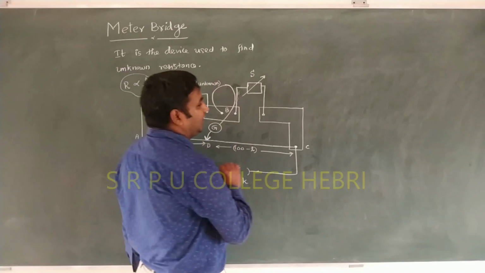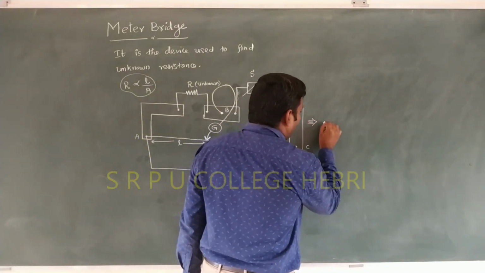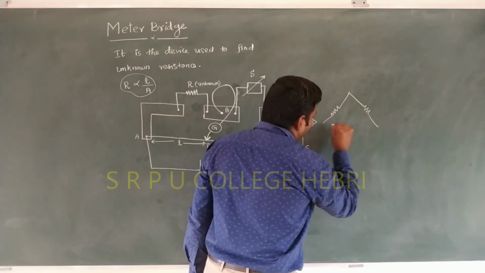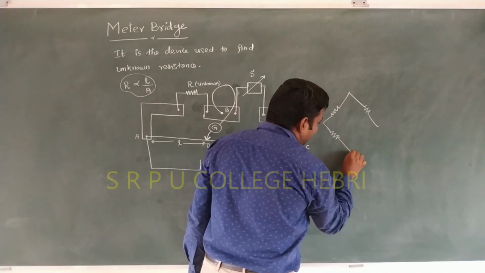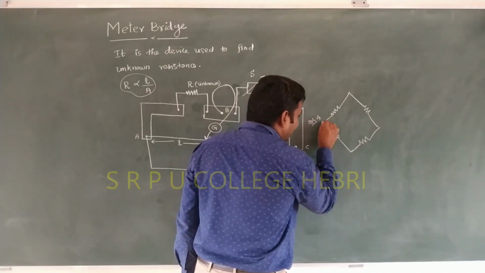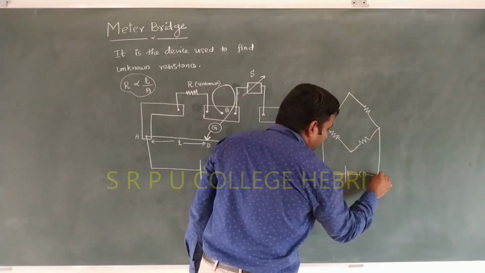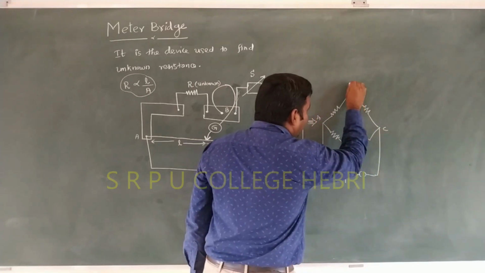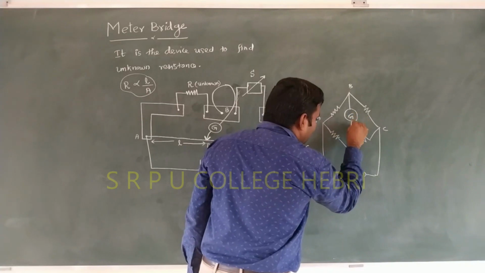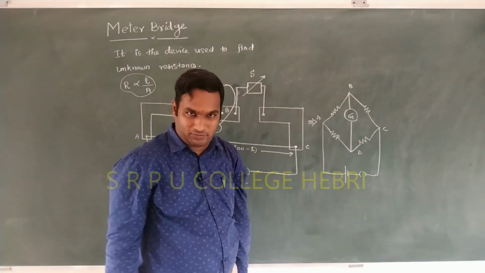And this particular circuit is exactly equal to a Wheatstone bridge, like this. It contains 4 resistors connected in the form of a quadrilateral. In between corners A and C, we connect a battery with the help of a key. This particular point we call C. In between B and D, we connect a galvanometer of suitable resistance. This circuit you already learned, we call it a Wheatstone bridge.